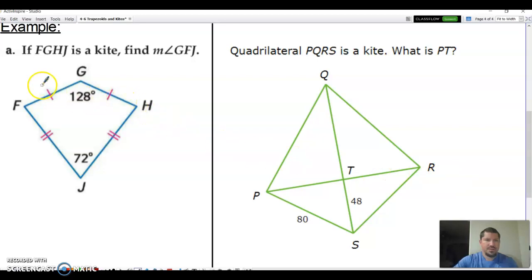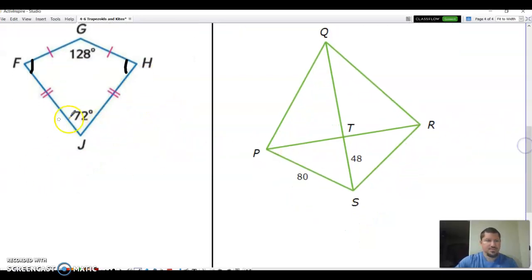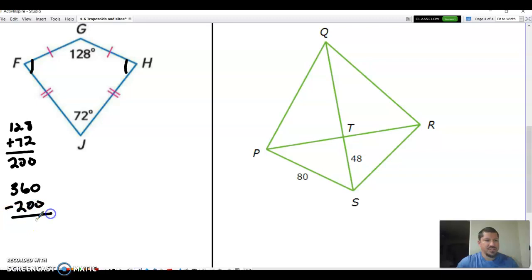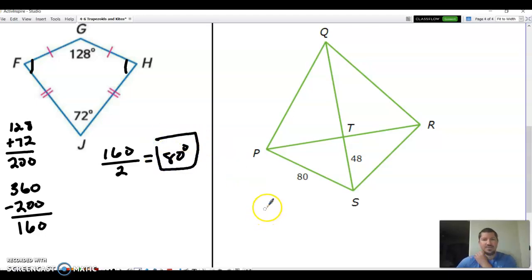Alright, so looking here, non-congruent sides, which means this is congruent to this. So 128 plus 72 is going to give me 200. We know that a quadrilateral has 360 degrees in it, so I'm going to subtract 200 from 360, which gives me 160, and then I'm going to take that 160, divide by 2 because these two are congruent to each other, and that's going to give me 80 degrees for both of those angles.